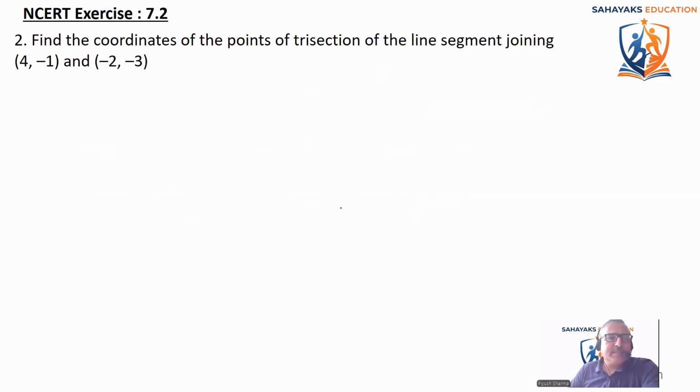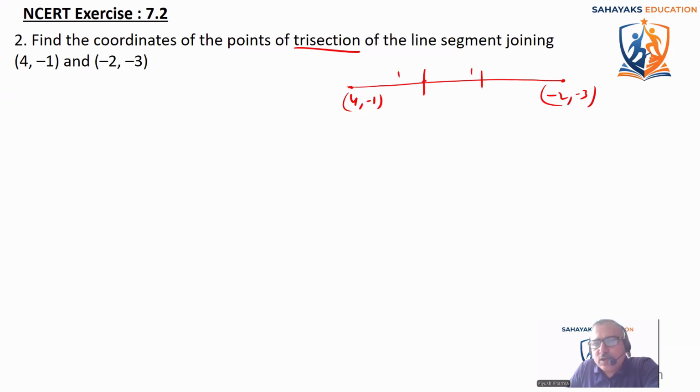Okay, so coming to the next question. Find the coordinates of the point of trisection. Now again we have to divide it into 3 parts. So this point is 4 comma minus 1, and there is another point which is minus 2 comma minus 3. Now it is getting divided into 3 parts. So this is first part, this is second part, and this is third part. So when I talk about this part, I'll just mention P. This is A, this is B.